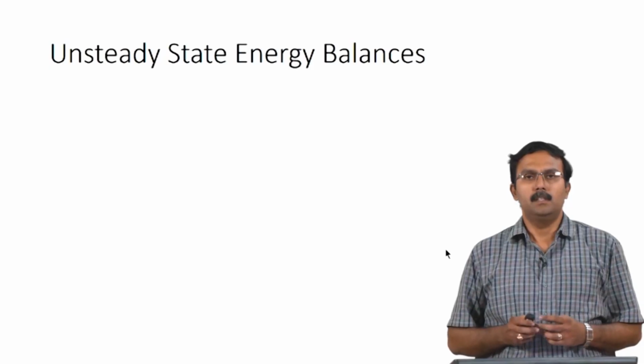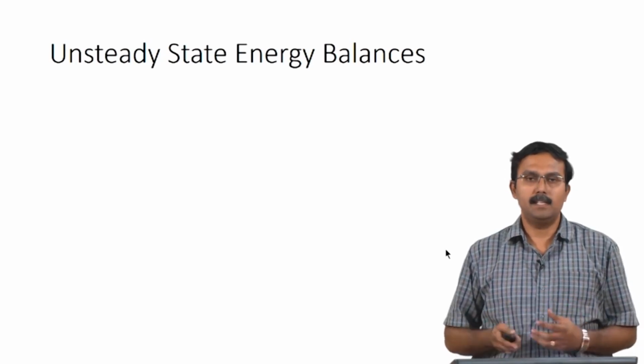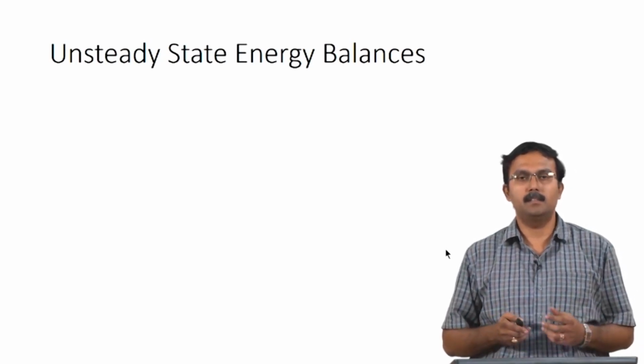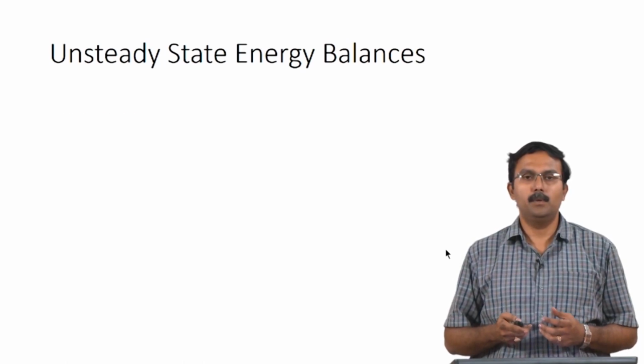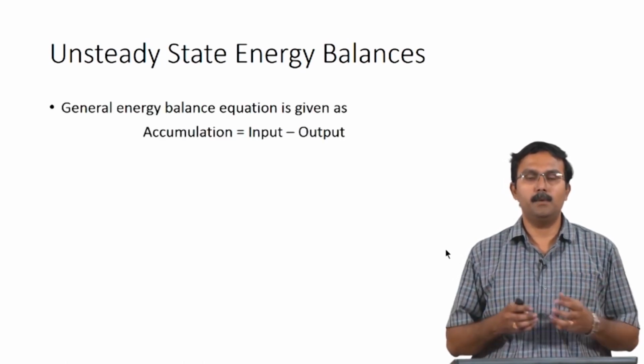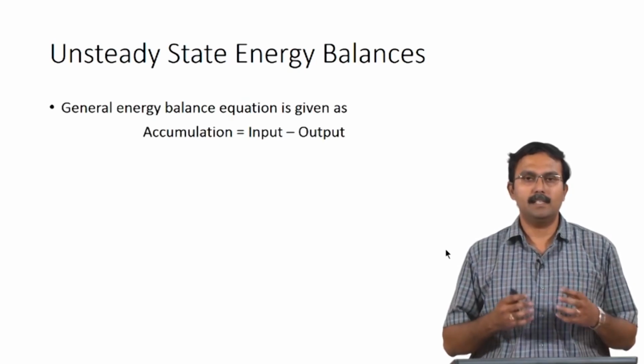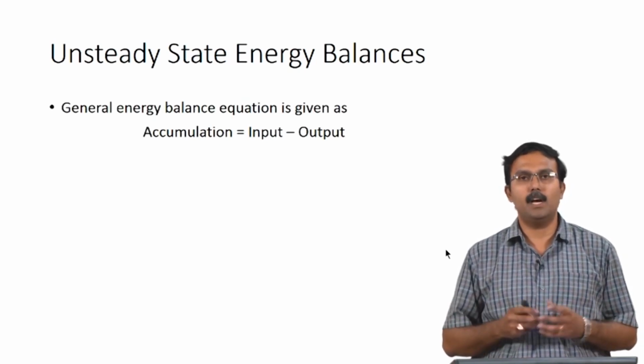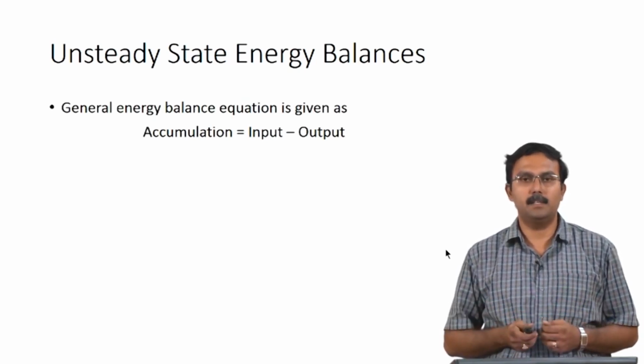So, in the last lecture we talked about unsteady state material balances. Today we will talk about unsteady state energy balances. Let us go back to the general balance equation for energy balances. The general balance equation would be given as input minus output equals accumulation. As energy can neither be created nor be destroyed, we would not have the generation and consumption terms.